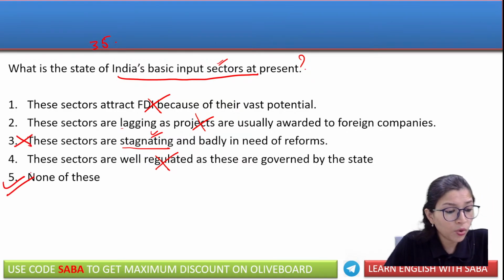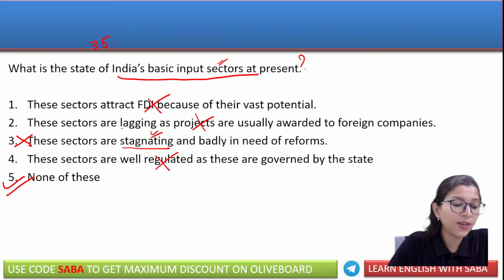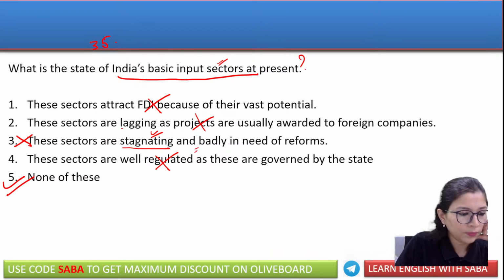RC अच्छा, I'm telling you, and this is the RC that came in examination. So the answer will be fifth because these sectors are stagnating. That is not given. So it is fifth. Okay. Hope now the question is clear. प्रीवियस पेज में नीरज वहां पे हमने बेसिक इनपुट्स की बात नहीं की है. Okay.